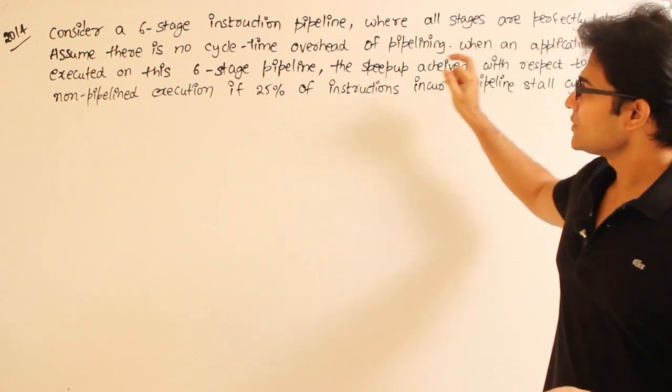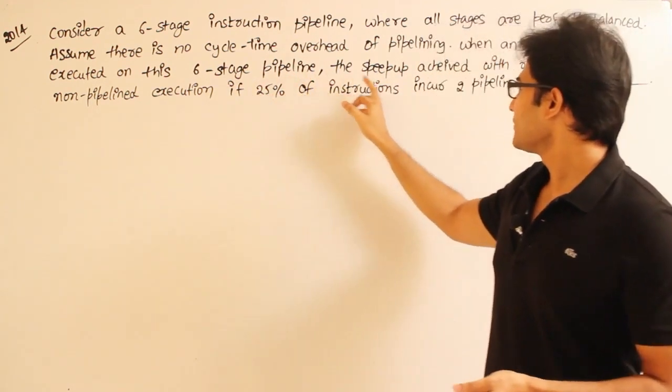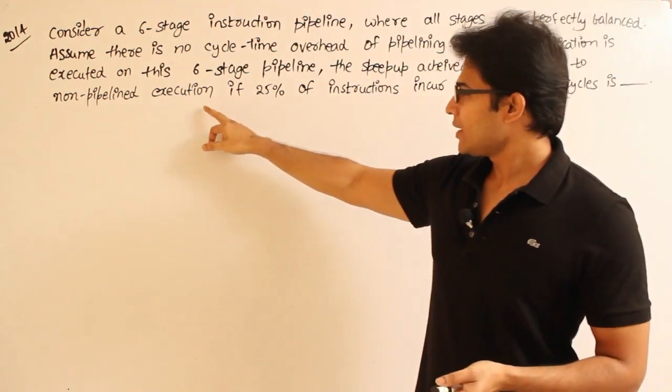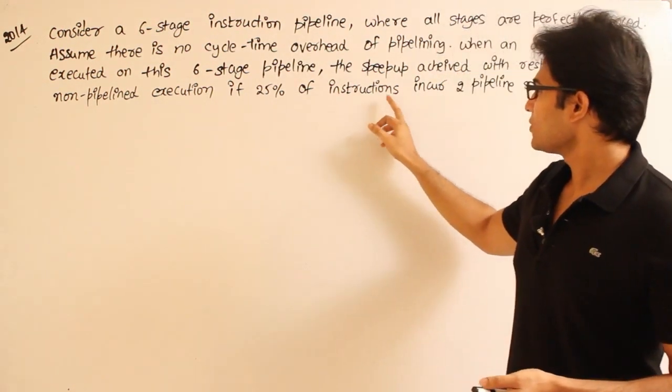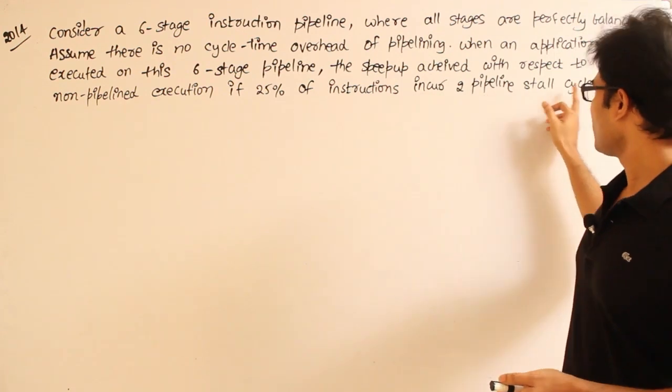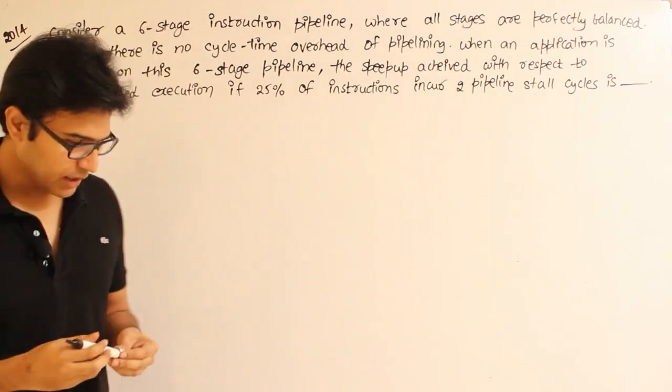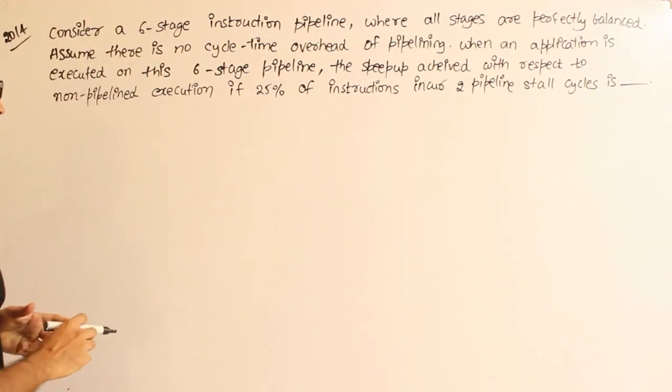When an application is executed on this 6-stage pipeline, the speed up achieved with respect to the non-pipelined execution, if 25% of the instructions incur 2 pipeline stall cycles, is... So they are talking about this speed up.